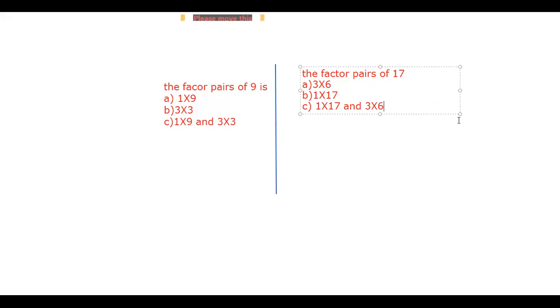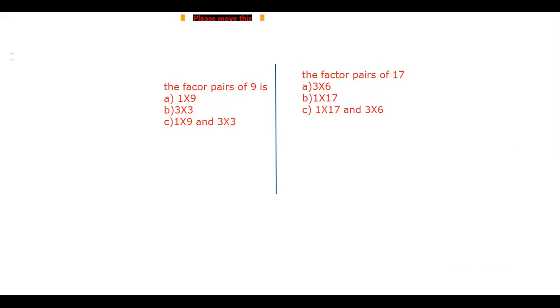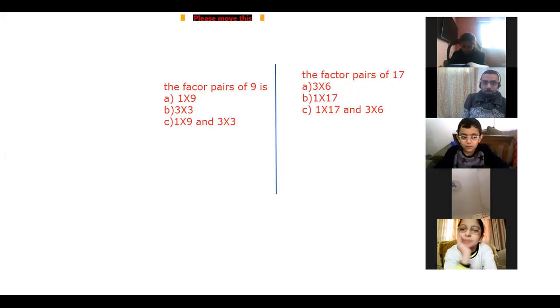Why number 2? Because 3 times 6 equals 18, not 17. 1 times 17 will always be a factor pair of 17. 1 times 17 and 3 times 6, no, because option A is already false, so that can't be correct. So the factor pairs of 17 is just 1 times 17. Is there any problem with that?